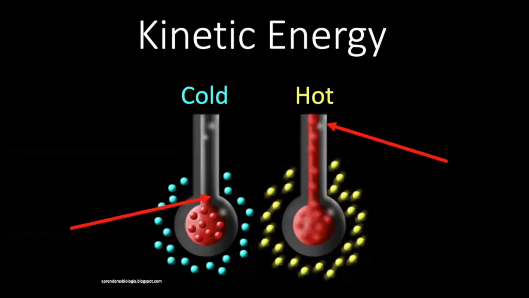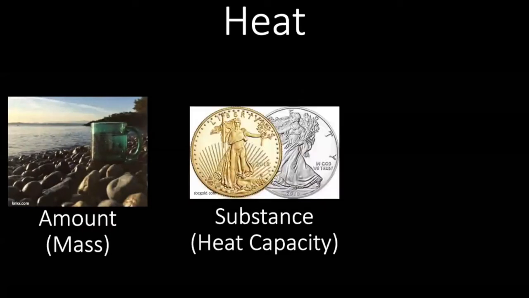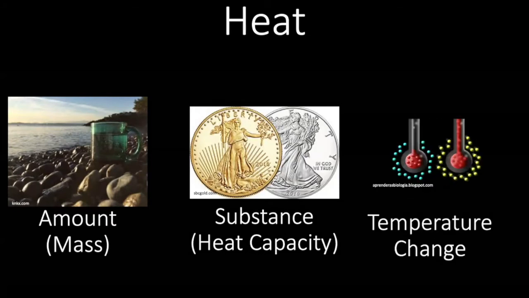So if temperature is only the measurement of kinetic energy, or how fast particles are moving, then what does heat measure? Well, heat is the measure of total energy. Let's take a look at the three components that we need to measure to determine total energy or heat. We have the amount, or the object's mass, the type of substance the object is composed of, which is scientifically known as the substance heat capacity, and the object's change in temperature.